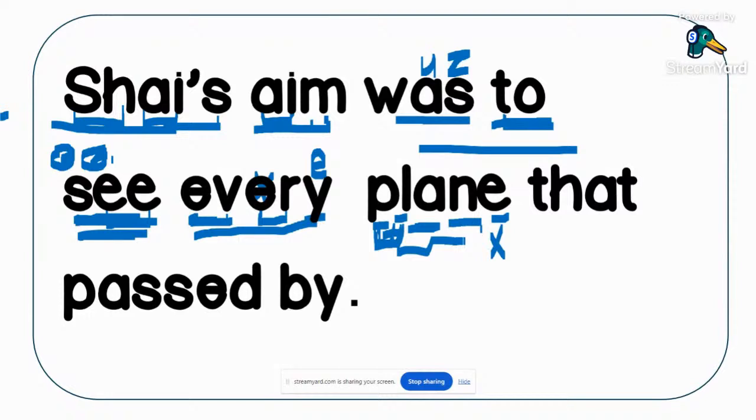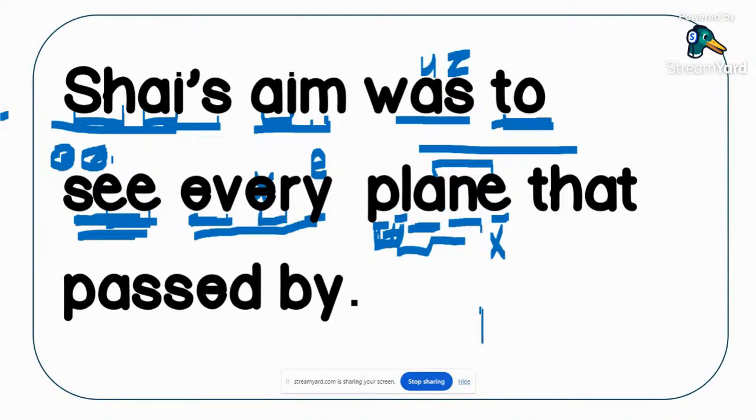Plane. So here we have the pattern where the A, the vowel here makes a sound, and the E is silent. So we have a split vowel digraph. That's where there's a letter in between both of them. And you can find a lot of words with that digraph.